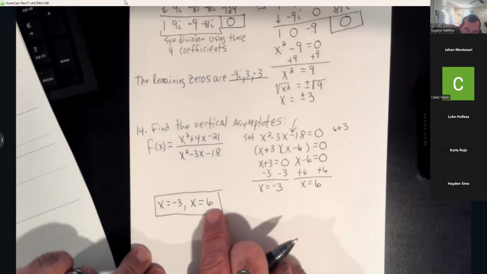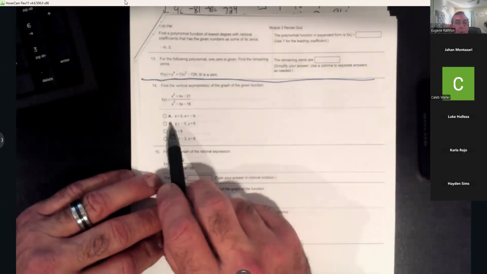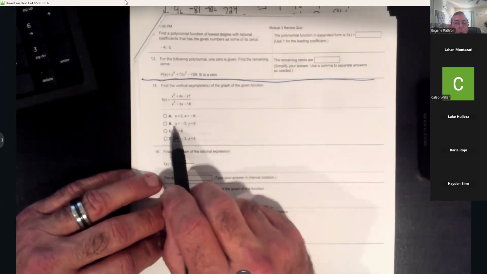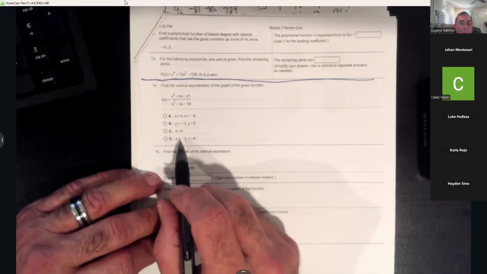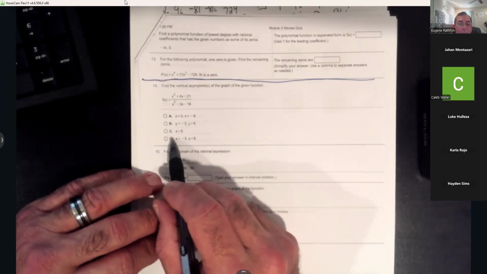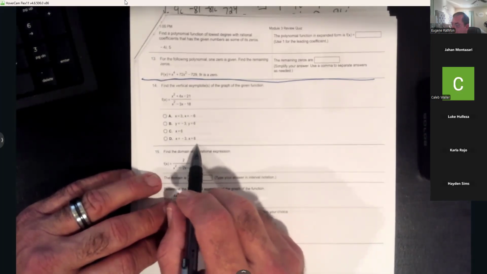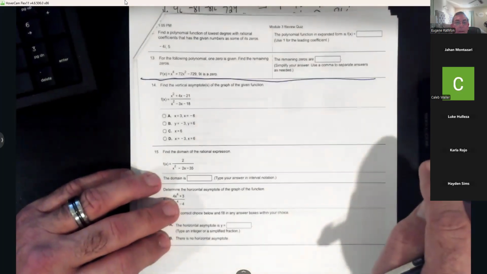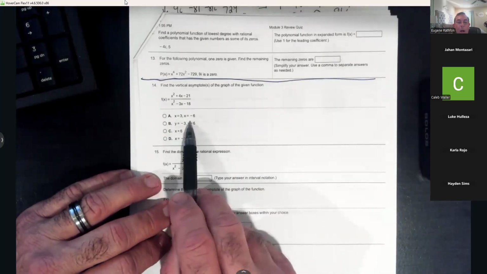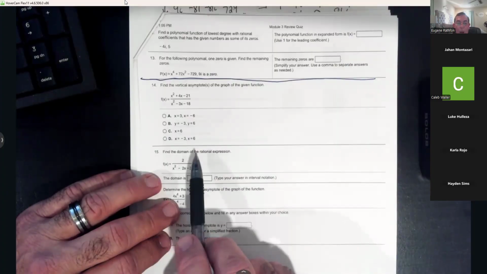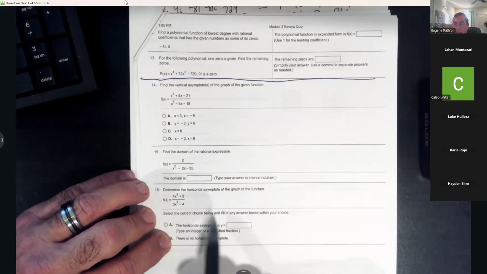Now y'all be careful, because let me show you on this one. Be careful because they put y on this. y equals -3, y equals 6. That's not the one we want. We want to find the one that has x equals -3 and x equals 6. Be careful. Do not use y for the vertical. The y will be down here for the horizontal asymptote, okay?